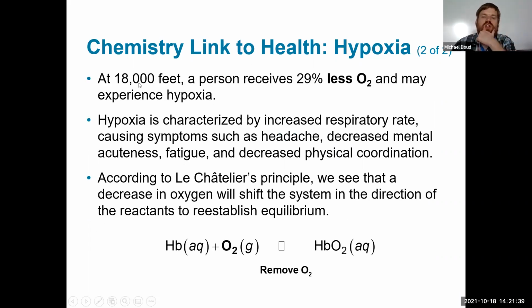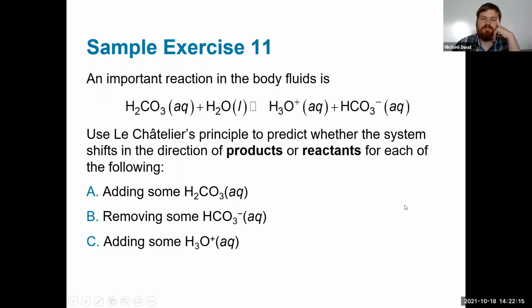Okay, now let's say that you're climbing a really high mountain, and once you hit 18,000 feet, you get 29% less oxygen. And so you can have this experience of what's called hypoxia, or not enough oxygen. Hypoxia is characterized by increased respiratory rate, and that gives you symptoms like headaches, decreased mental acuity, fatigue, and low physical coordination. This makes sense because with Le Chatelier's principle, if we decrease the concentration of oxygen, we would see a shift away from oxyhemoglobin in the blood, which is the problem, which is where we want it to be.